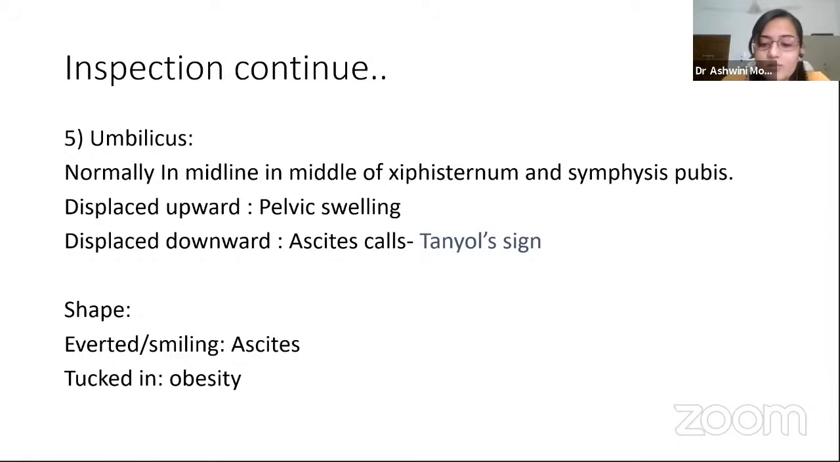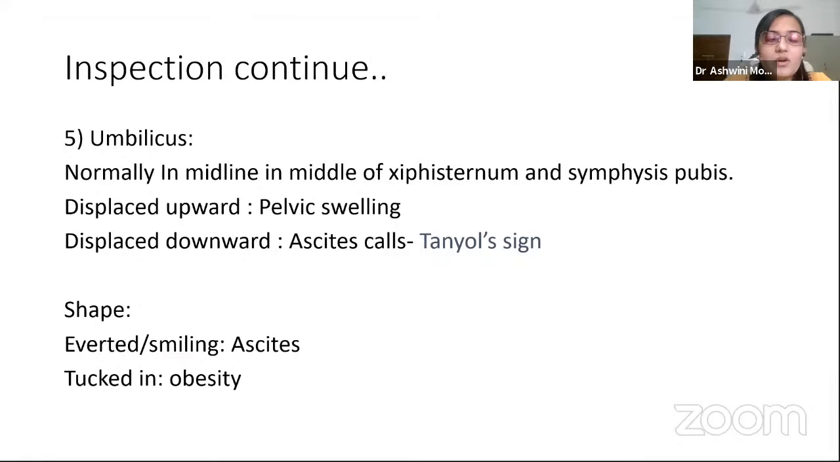And tucked in the obesity. That is the most important thing to remember. Shape is, as you will see, an obese patient will also have a large, huge distended tummy, but it is not distension due to any extra abdominal content, like in peritonitis or ascites, where the extra content will create a stretching of the abdomen. That will create an eversion of the umbilicus.